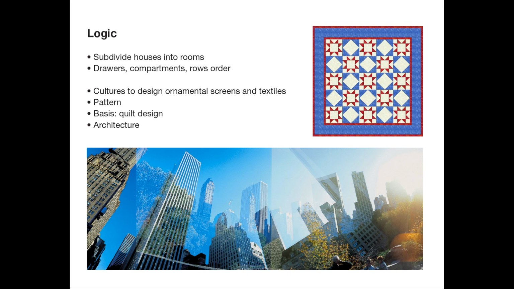Logic. When you have a house, you subdivide that house into rooms. In rooms, you might have drawers, compartments, rows, and it's all organized. It's ordered. Cultures design ornamental screens and textiles. Notice that this quilt is divided into sections. Notice that cities are divided into grids. Note that the streets around here, like in Mesa, are divided into grids because it makes things easier.